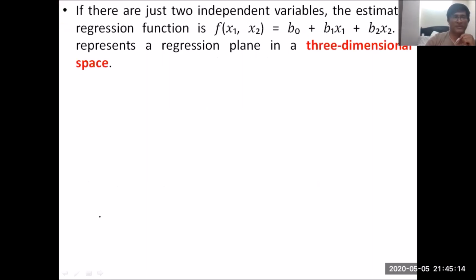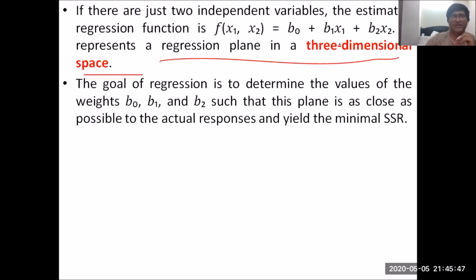Suppose, for example, we have two independent variables, x1 and x2. Now the model might look in this fashion: b0 is the intercept as usual, and then we have b1 x1 and b2 x2. This is how the model might look, right? In the case of two independent variables, we can represent this regression plane in a three-dimensional space, right? But this is the case only when we have two independent variables.